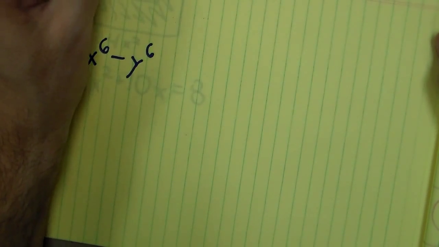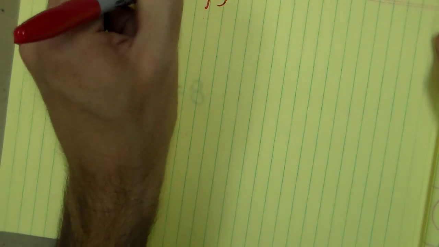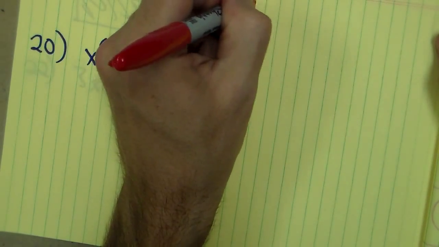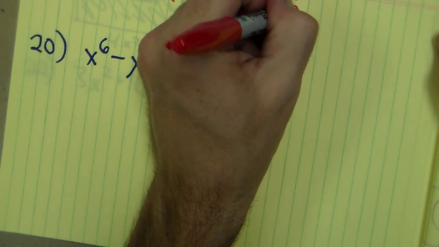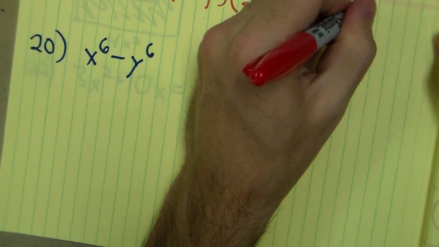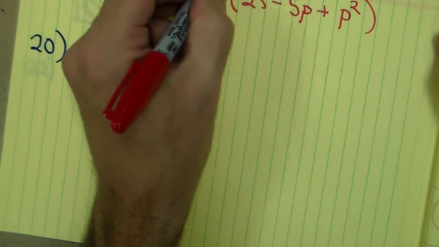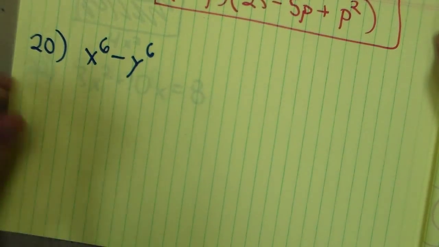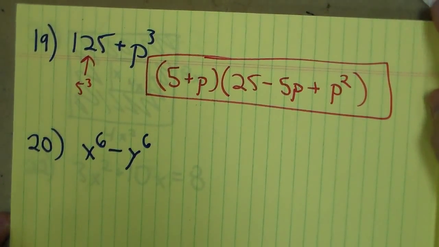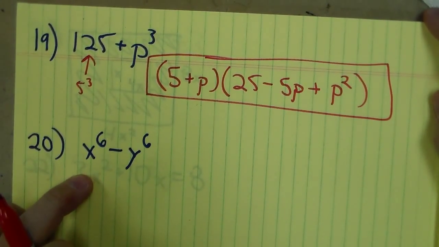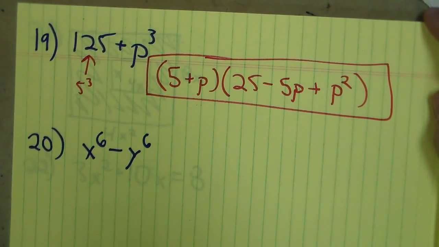19 works the same way. This is 5 to the third. So we're going to go 5 plus p, then the first term squared, then we're going to go 5 and p, one of each, and then the last term squared, p squared. Same sign, opposite sign, always positive. Here's our result, kind of off screen there. 20, we got two options. This is similar to an earlier one we had, number 9.